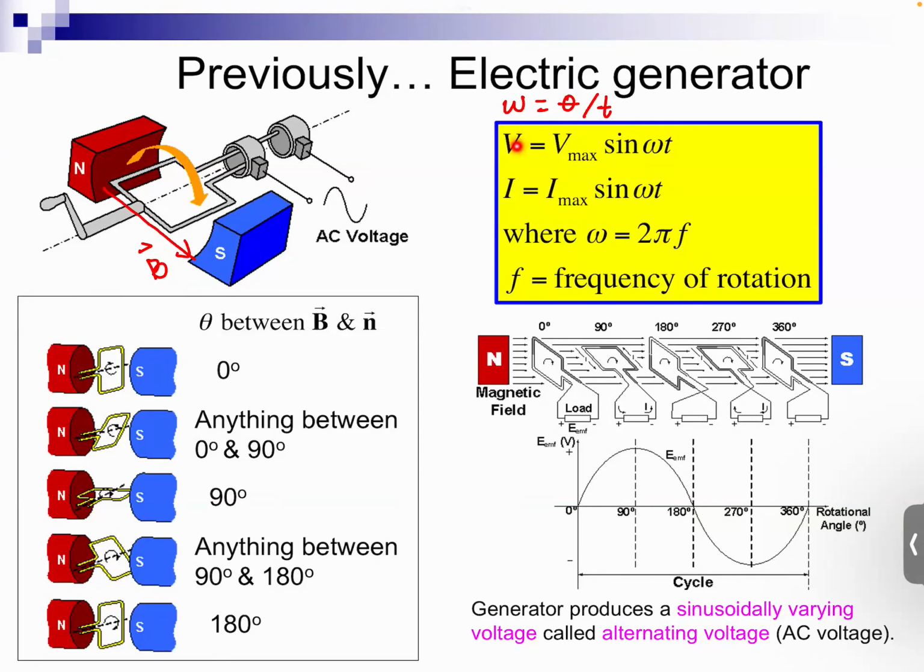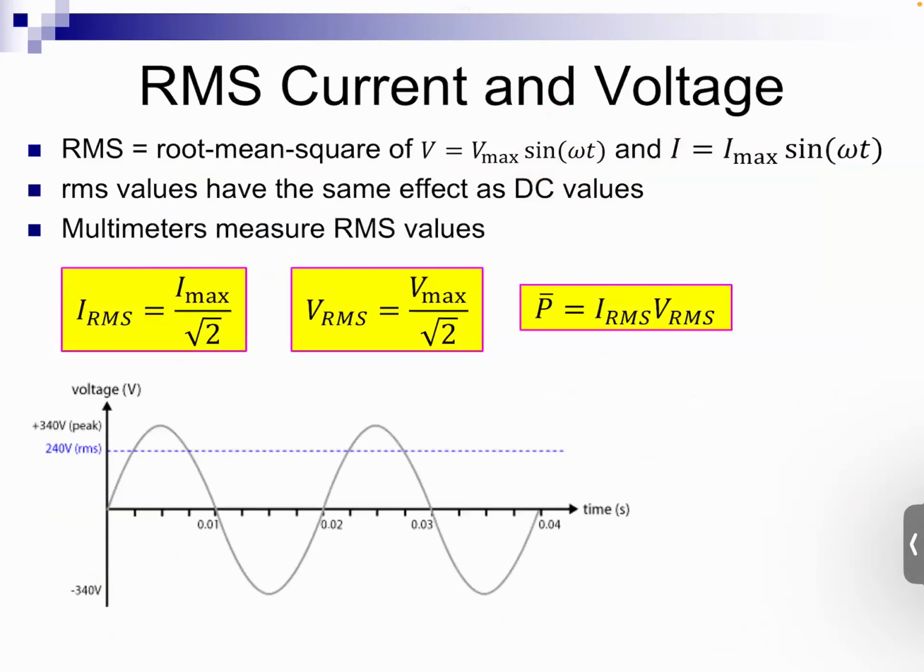And hence we can write the equation for the AC voltage as V max, the maximum voltage, which is the peak or that maximum point there, times a sine omega t function. And similarly for the current, we can write that as I max sine omega t, where I max is the maximum current.